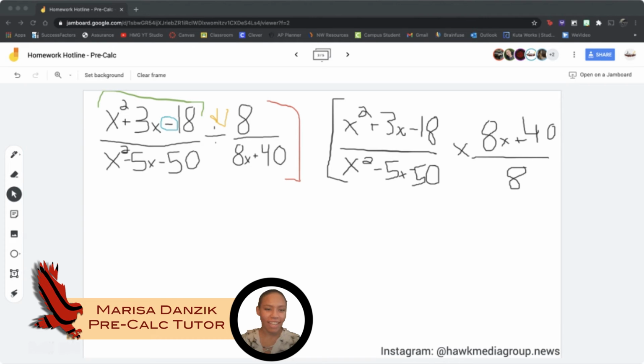So any numbers you have to multiply, when you factor, they have to multiply to this number and add to this one. So in this case, it's going to be positive 6 and 3. You factor that, x plus 6 and x minus 3. And this next one, x squared minus 5x minus 50, would be x minus 10 and x plus 5.